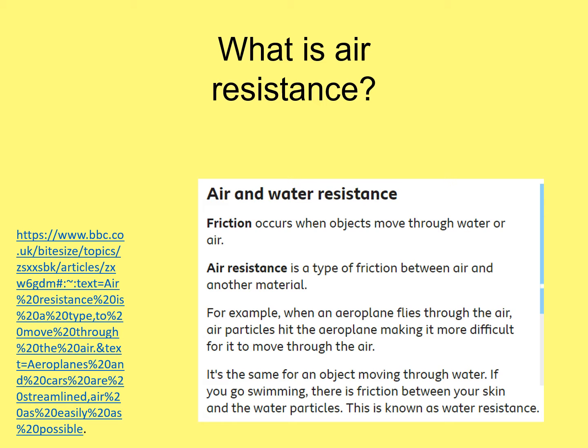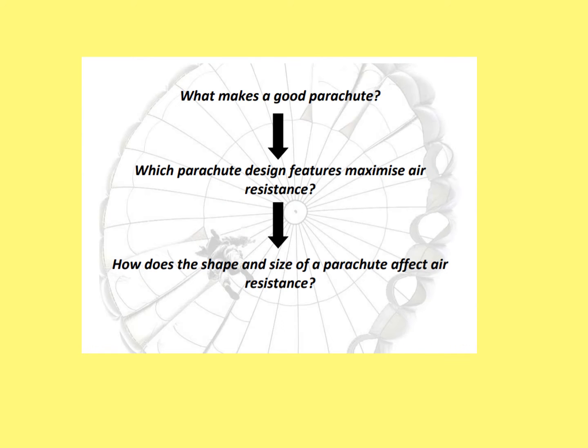For example, when an aeroplane flies through the air, particles hit the aeroplane, making it more difficult for it to move through the air. It's the same for an object moving through water. If you go swimming, there is friction between your skin and the water particles. This is known as water resistance. Today we're going to investigate air resistance using a parachute.